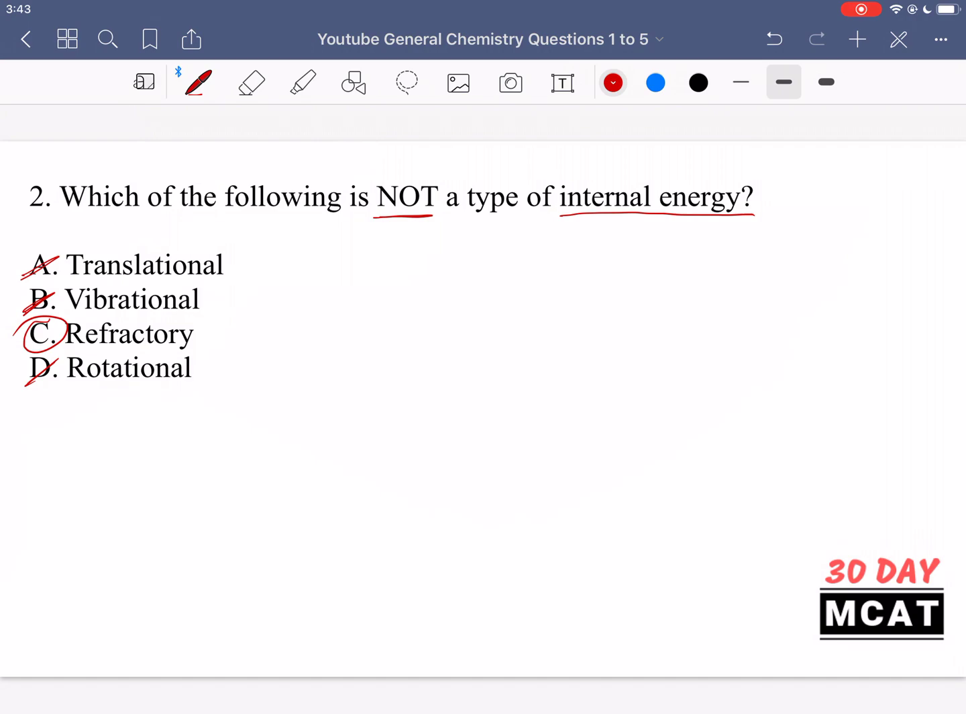Refractory more so is when we're talking about, for example, sound going from one medium to another medium, or light. Because of the different properties or densities of the media, it's going to be a different speed of travel for the sound or light, but that's not a type of energy. It's a different property, and therefore this is the correct answer for question 2.